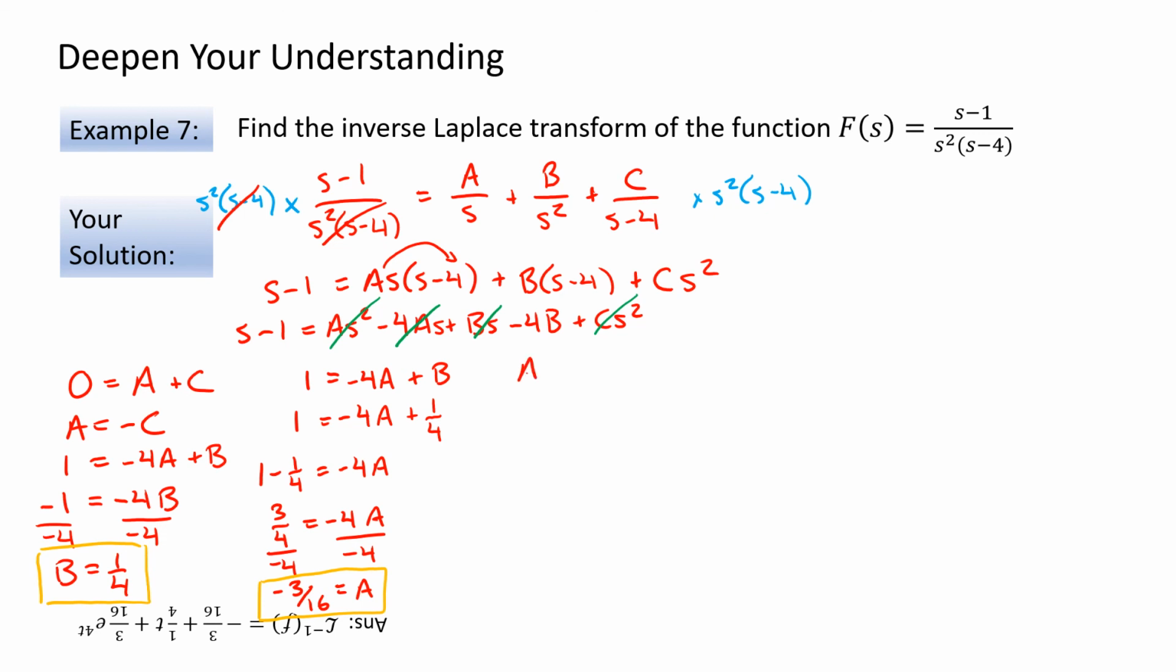So lastly, we know that a is equal to -c. So -3/16 is equal to -c. Dividing both sides by -1, we get that c is positive 3 divided by 16. Okay?